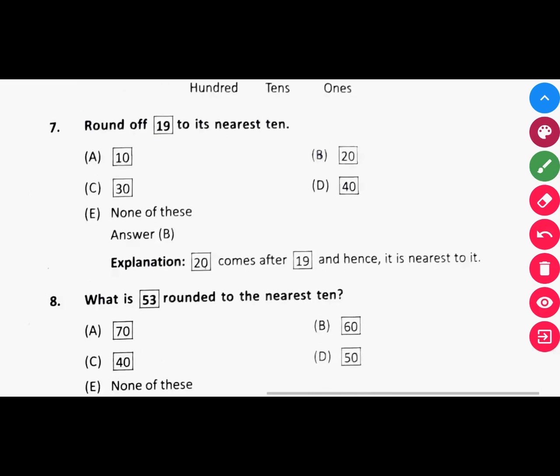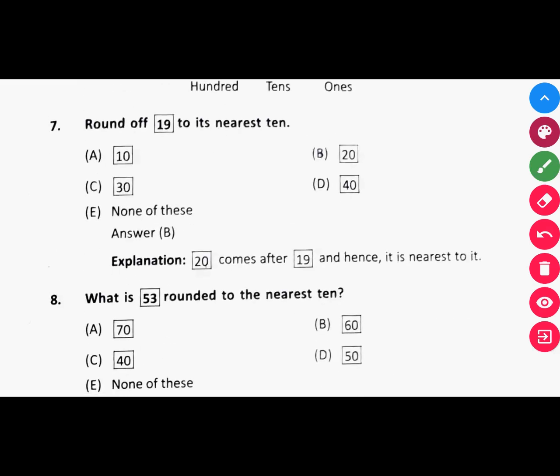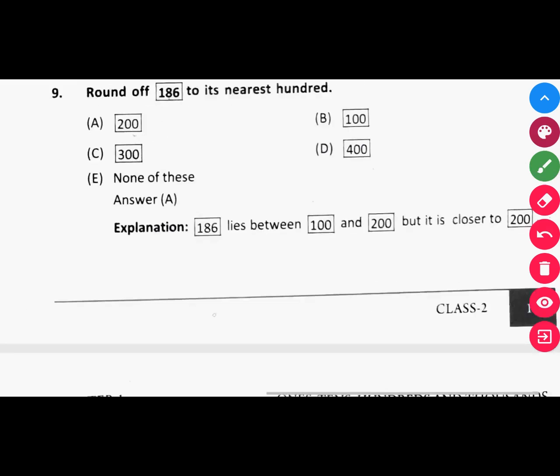Now 53. We have to round 53 to the nearest 10. Again there are two options, 50 or 60. You can easily say that 53 is near to 50, because the difference is only 3, and the difference from 60 is 7. So our answer is option D.